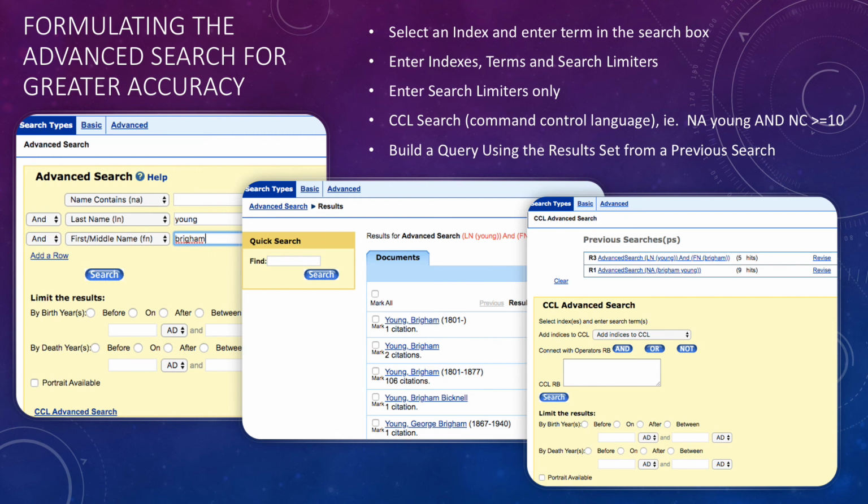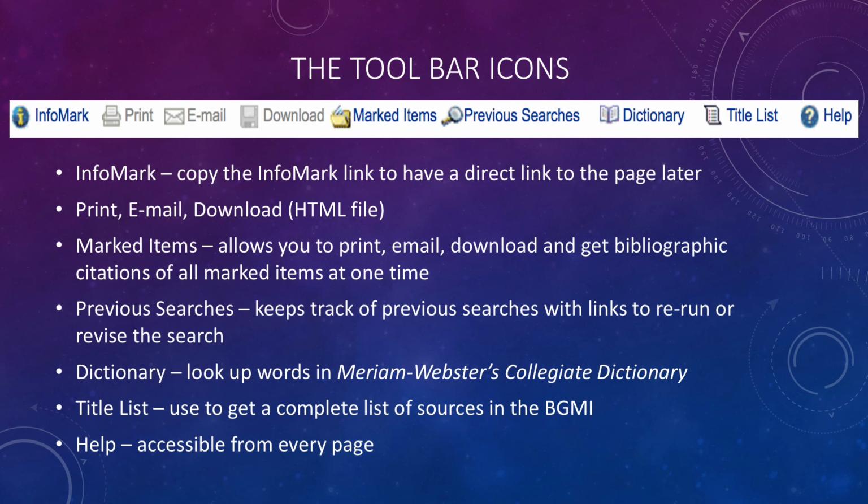Before we wrap up, I want to touch briefly on the toolbar icons. The first icon is InfoMark, which will give you direct access to a specific page later on. The print, email, download, and dictionary buttons are always useful to have readily available. The Marked Items icon will allow you to work with all of your marked or saved items at one time. The Previous Searches icon will keep track of your searches and link back to them if needed. The Title List icon will let you view a complete list of sources used in the Biography and Genealogy Master Index. And last but not least, the Help icon, always good to have at your fingertips.